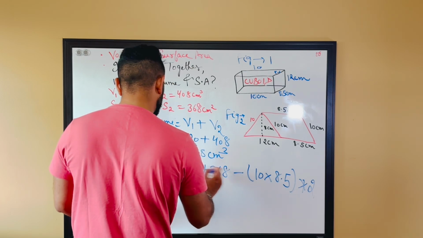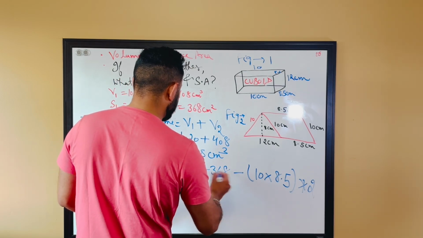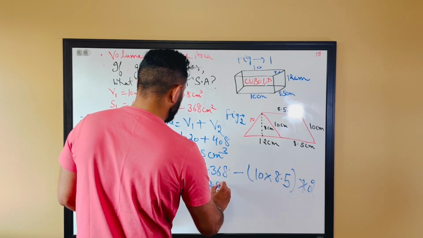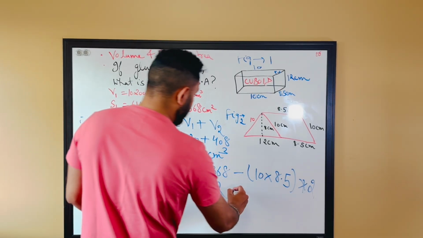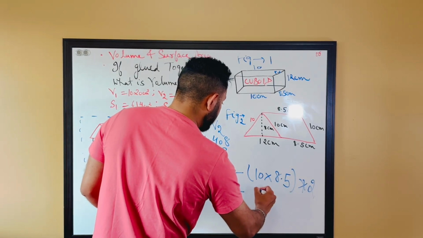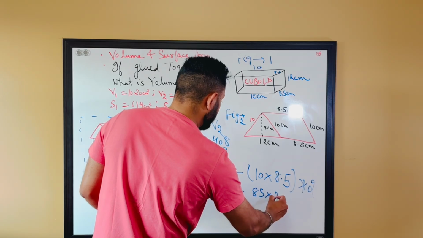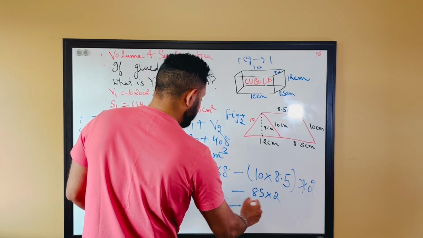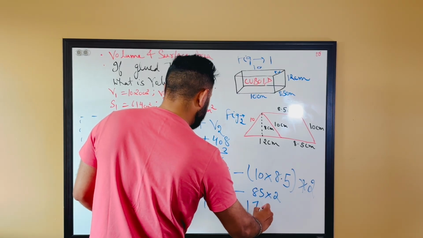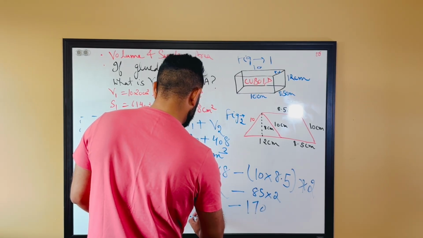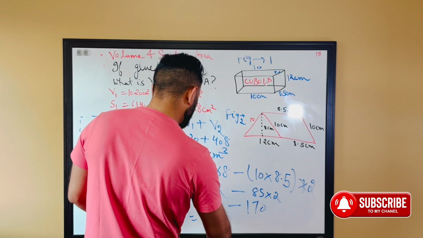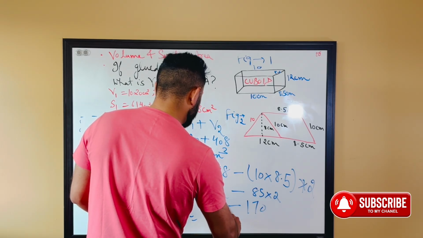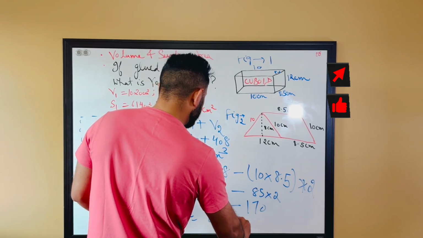So 614 plus 368 is 982. And here 85 into 2 is 170. So 982 minus 170 is 812. So 812 centimeters square.